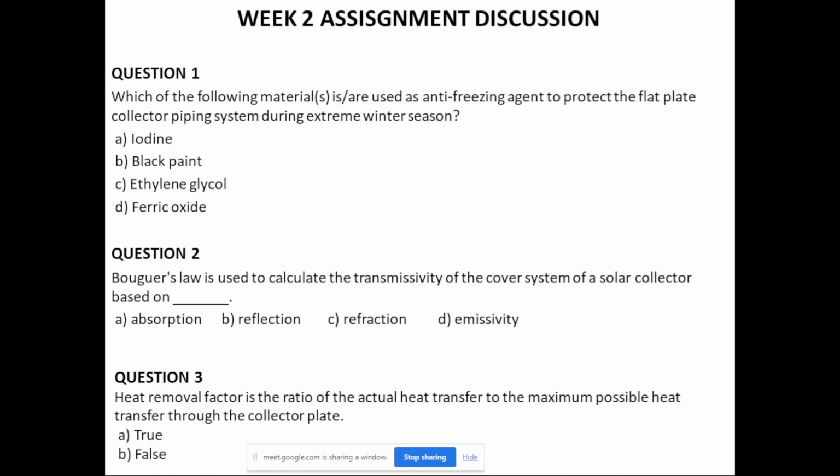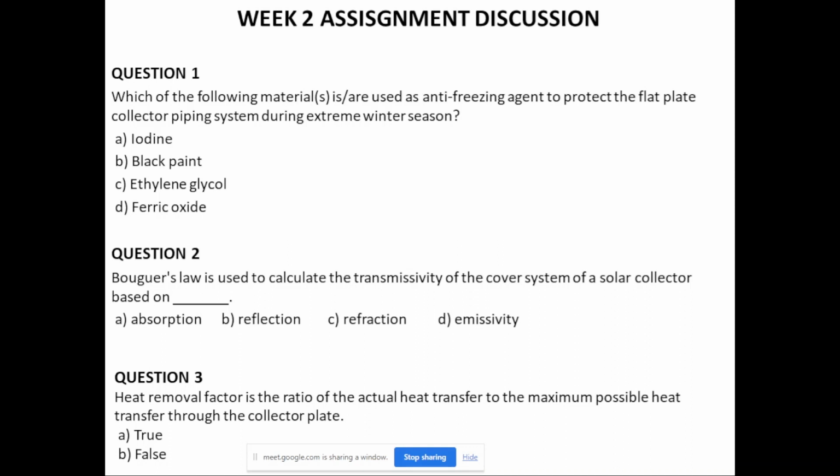So once the water freezes, it won't have the ability to flow. If it does not have the ability to flow, it won't be able to take up your heat and then go to the storage system. The heat won't be able to get transported from your solar collector system to your energy storage system.